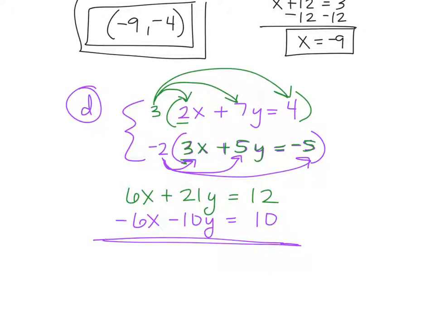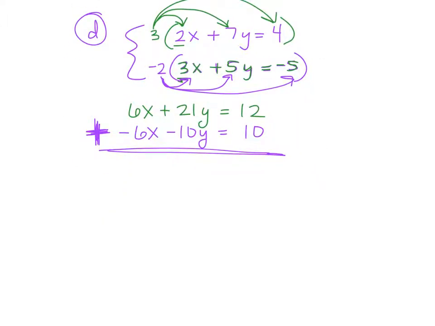What do I do with them? You add them, right? We're gonna add the 2 equations together, and that will cancel out our x's. So what's 21 plus a -10? 11, +11. Did I miss a sign? No, I think we're good, yeah? Okay, so that's 11y. 12 plus 10 is 22. So divide by 11, and you get y equals 2.